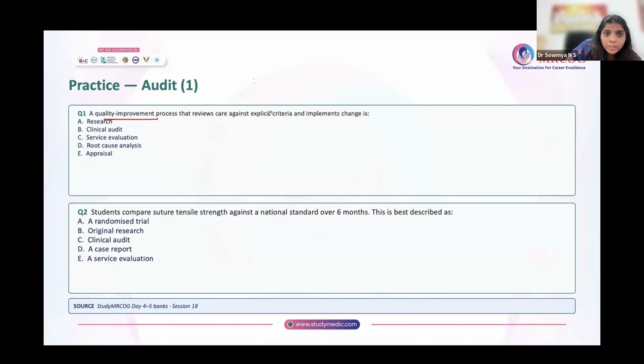Quality improvement process that reviews the care against explicit criteria and implements change, because it is a reviewing process against the standard and implementing the change. Obviously, it has to be audit. Why is it not research? Because research has nothing to do with standardization and implementing the change. Service evaluation doesn't come in. Root cause analysis is a single event where you're going to evaluate. That has got a different process, even though it looks like an audit, and it is done for a single one. I would talk about that in a while. Appraisal doesn't come here.